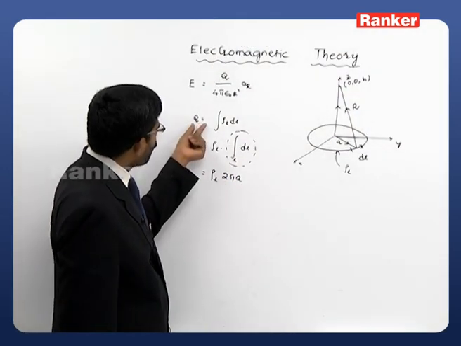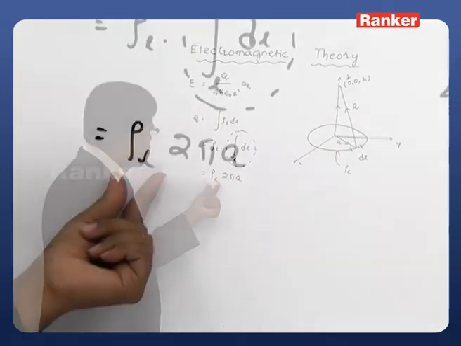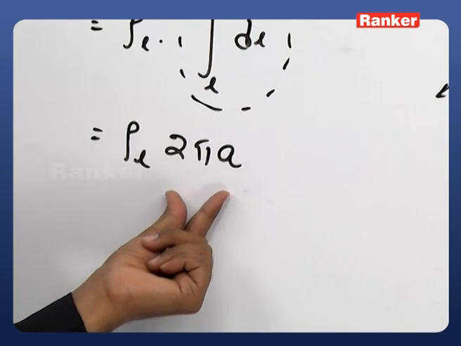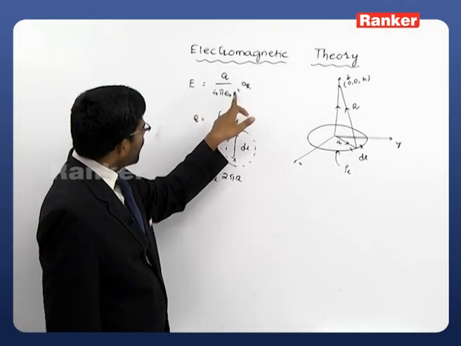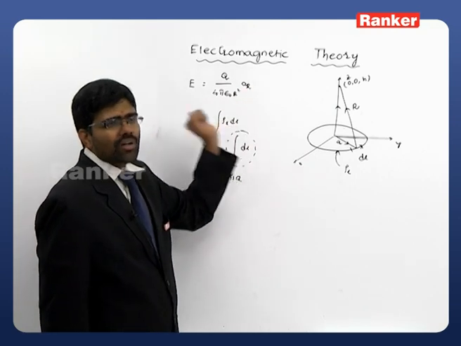So instead of Q, we just need to take the equivalent of that Q. So with this rho L into 2 pi A, that part is over. Next, try to obtain this R. If you take this R as a vector, that will be more convenient.